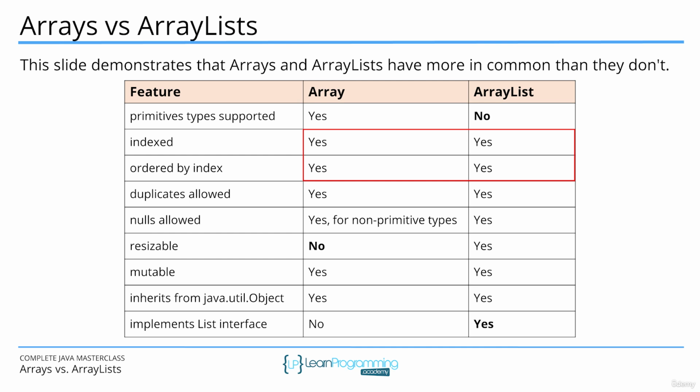Both are indexed and ordered by that index. Both allow duplicate values and null values. Both inherit from java.util.Object and are mutable. An array is not resizable, but the array list is, and I've talked at length about the many methods implemented by ArrayList.